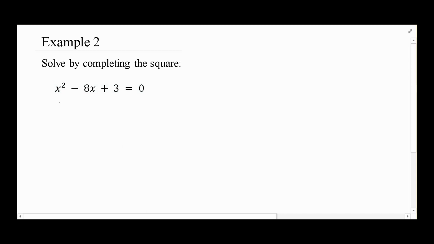So with that said, what we're going to go ahead and do is we're going to start off by shoving the constant to the other side. So we're going to subtract 3 to the other side. And we're going to leave ourselves a nice little blank where that magic number goes in.